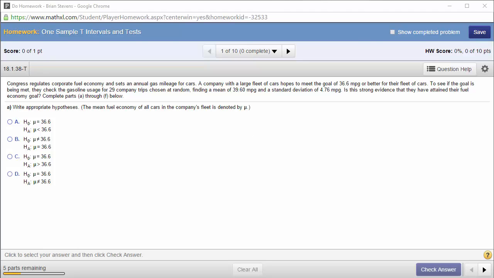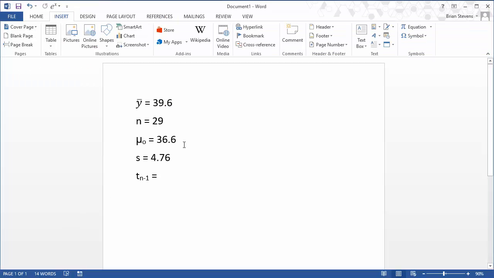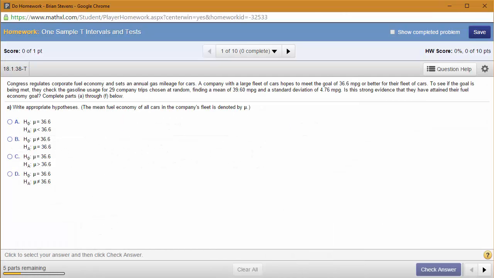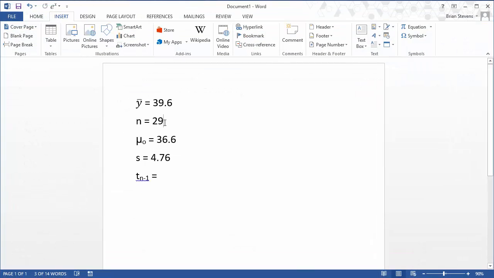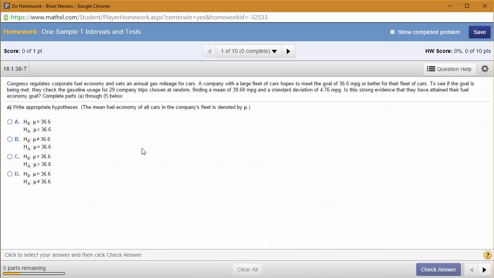So I've got my cheat sheet over here. And mu naught is 36.6 because this is the tested mean or the hypothesized null mean. Next, we have 29. 29 is how many cars we chose at random. So 29 is the sample size. We have 29 company trips chosen at random, so that is the sample size. Next, we have the mean from these 29 trips, and that's important. We have to realize this is the mean from the 29 trips, so that is the sample mean.